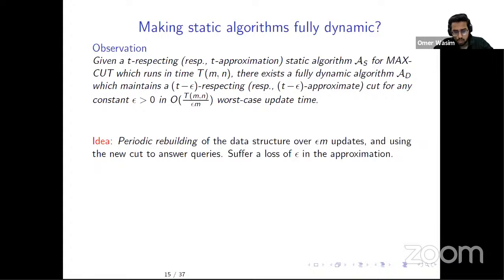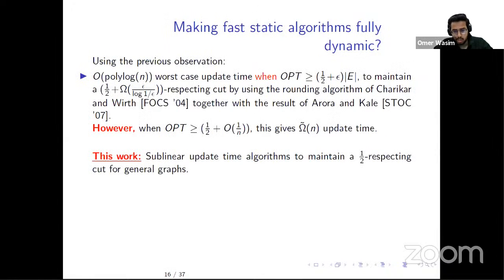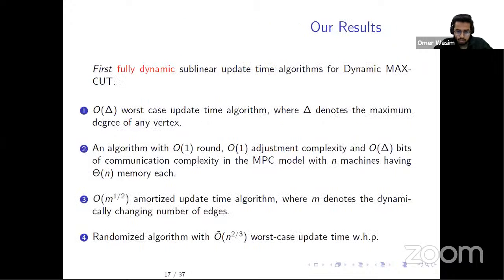But if we do this, we actually do not get sublinear update time using the best known static algorithms for maxcut. In fact, if we want to obtain a half respecting cut, we can get an update time which is at least omega of n. So the goal of this paper is to bridge this gap and get dynamic algorithms with sublinear update times. So we obtain the following results.